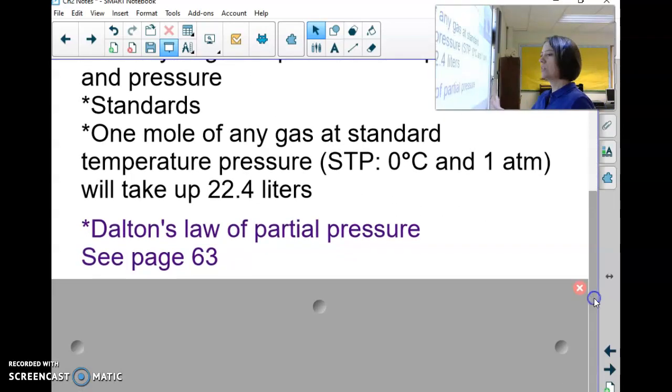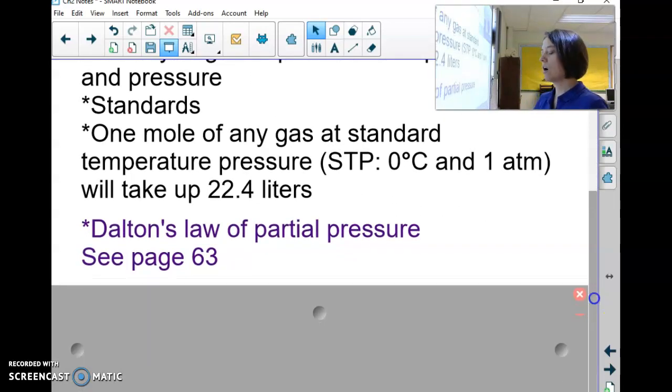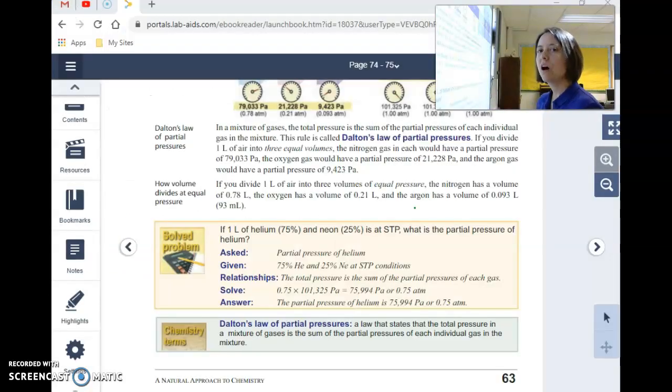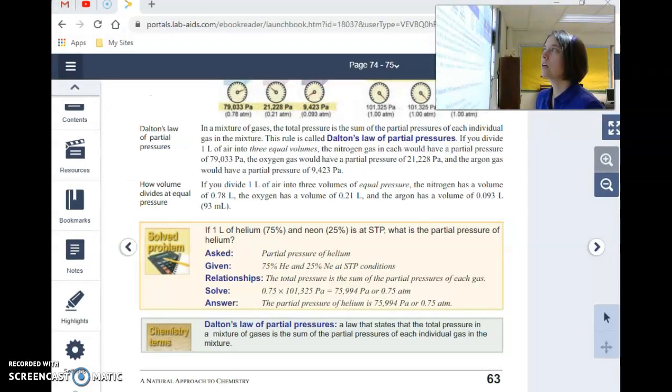So you don't have to write this down, but let's talk about Dalton's law of partial pressure, because that is an important one. If you recall, looking in our book, Dalton's law of partial pressure says the total pressure is the sum of the partial pressures of each individual gas in the mixture. So if we have 3 different gases, the pressure of gas 1 plus the pressure of gas 2 plus the pressure of gas 3 would add up to the total pressure. So that's pretty common sense.